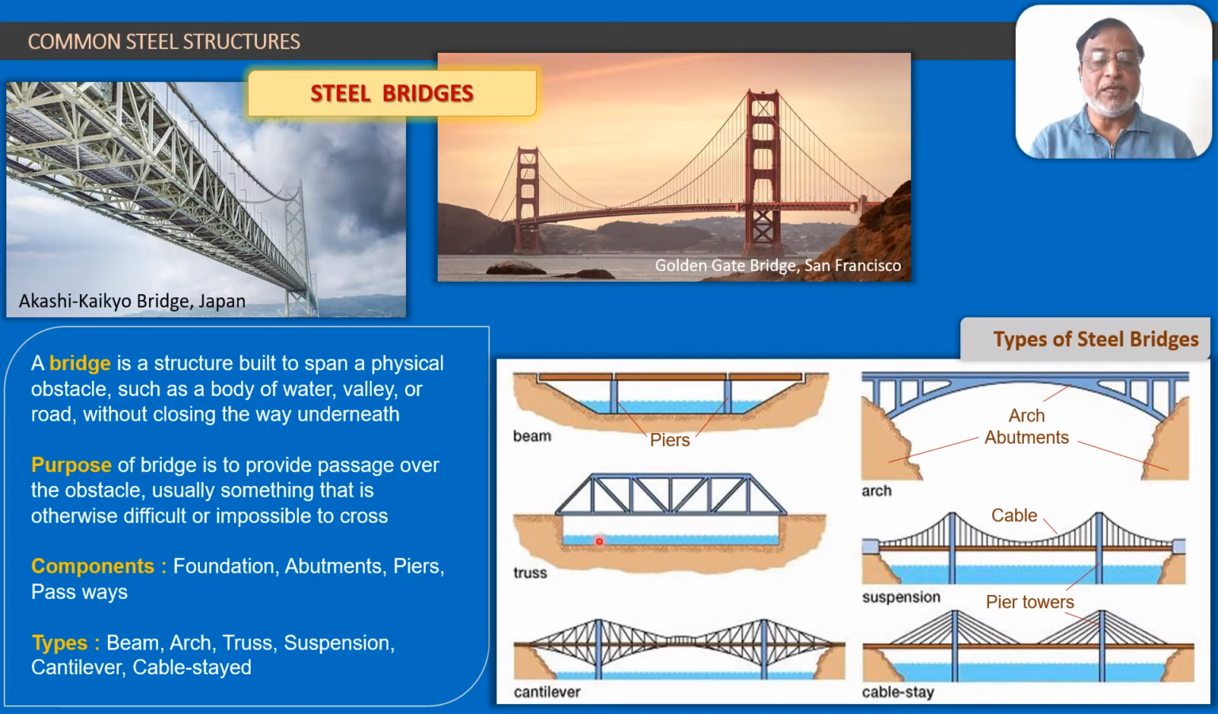The third type of bridge is a truss bridge, truss type bridge. Here the bridge passway is made up of roof truss type framework. So this is the third type of bridge.